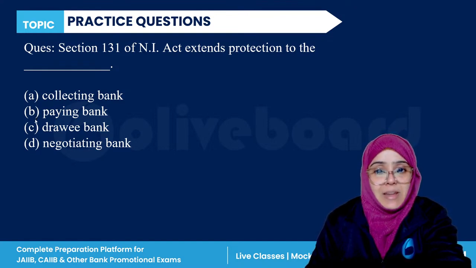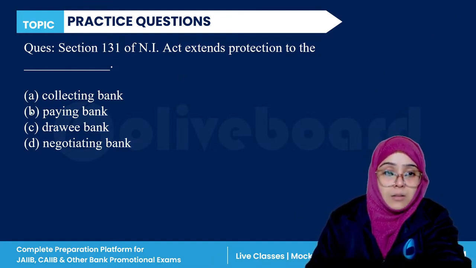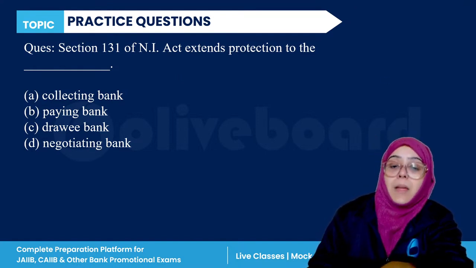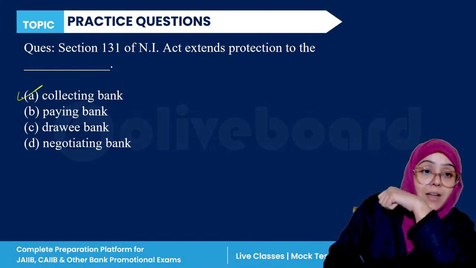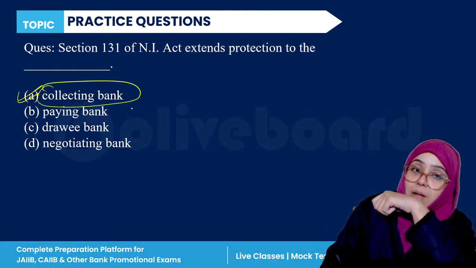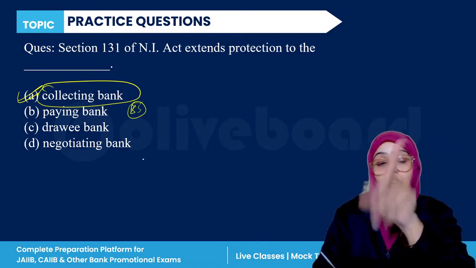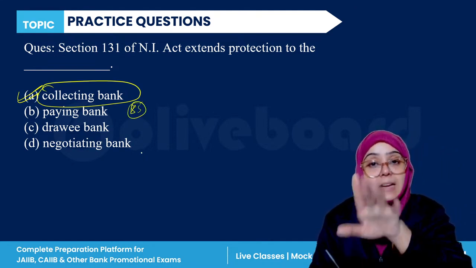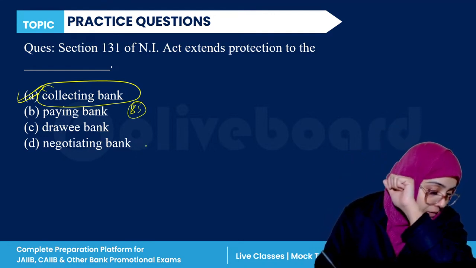Section 85 is related to the paying bank. Section 131, I guess, is to the collecting bank. If I am not wrong, Section 135 is the collecting bank. Yes, it is the collecting bank. True, so I'm correct here. Section 131 is the collecting bank, and Section 85 is the paying bank, right? So Section 131 of the Negotiable Instruments Act extends protection to the collecting bank. So A is the correct answer here. Okay.